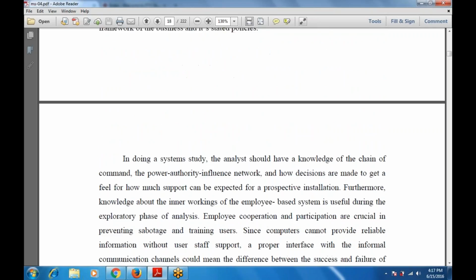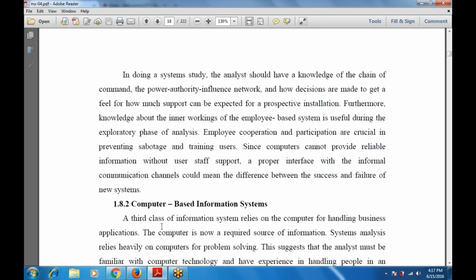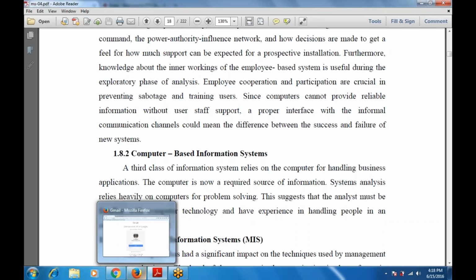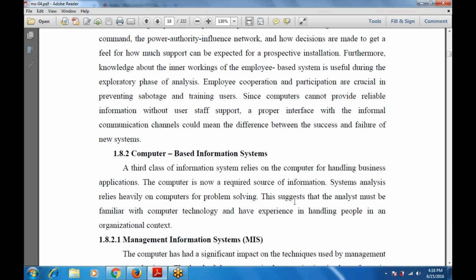Next one is the computer-based information system. Computer-based means whenever we are dealing with IT, whenever we are dealing with the computer, that relies on the computer for handling business applications. So we are using the IT part for handling the business applications. That is known as the computer-based information system. The computer is now a required source of information. Why? Because everything is done and followed by using the computer, by using IT. System analysis also relies heavily on computers for problem solving.